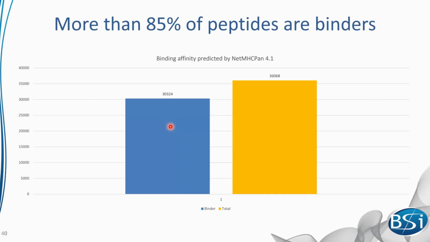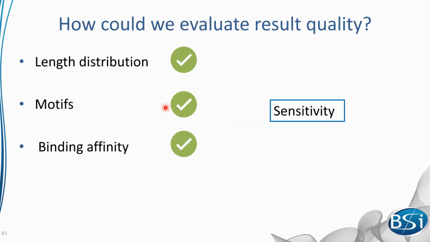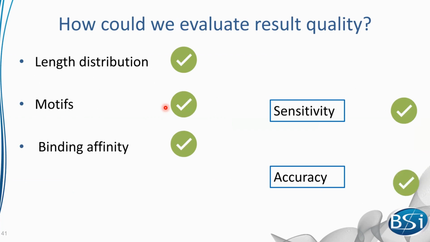And then we use our peptides to predict the binding affinities. In this case, over 85% of the peptides we reported are binders. So it's the same when we check the lengths, motifs, and the bindings. We can say the workflow for the BI is also of high sensitivity and accuracy.